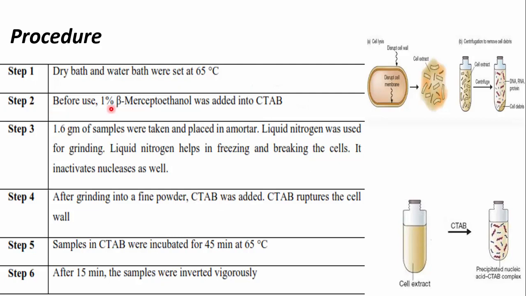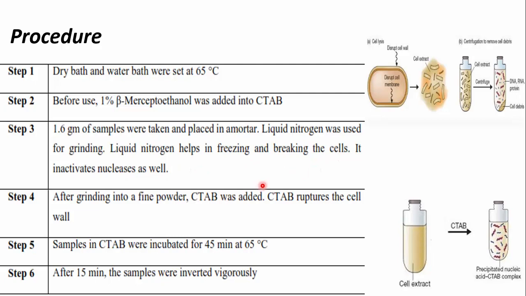After sampling, we set the temperature of the water bath and dry bath at 65 degrees C, and then we add cetyl trimethyl ammonium bromide and 1% beta mercaptoethanol in a glass bottle and place the CTAB in the dry bath. Then we grind our sample in a pestle and mortar and add liquid nitrogen. Liquid nitrogen helps to freeze and break the cells. Liquid nitrogen also inactivates nucleases.